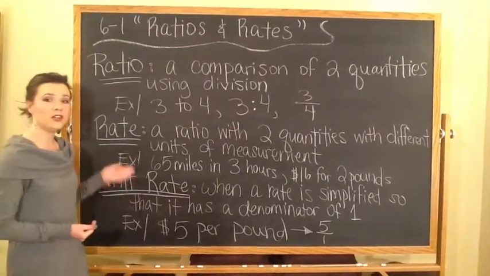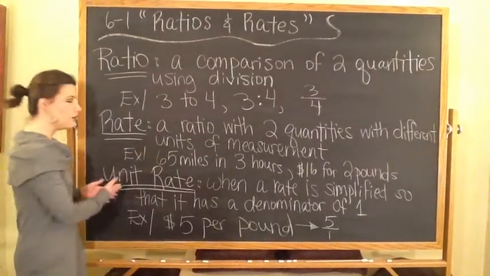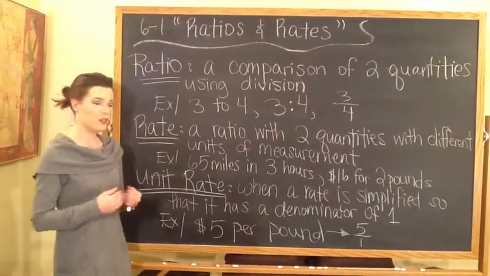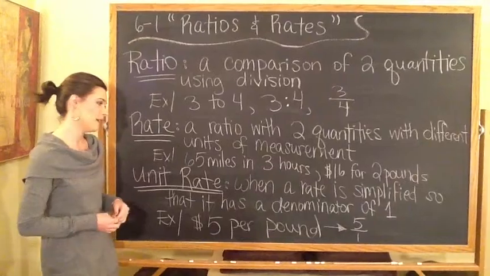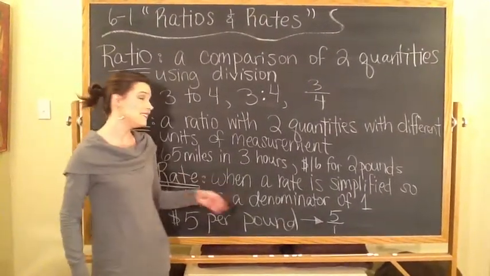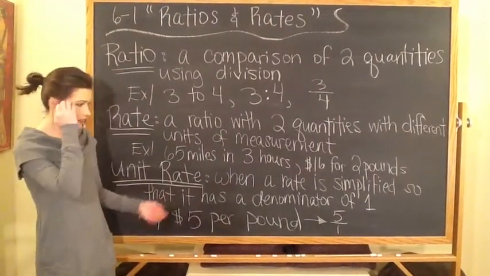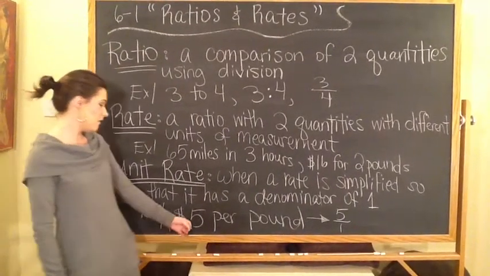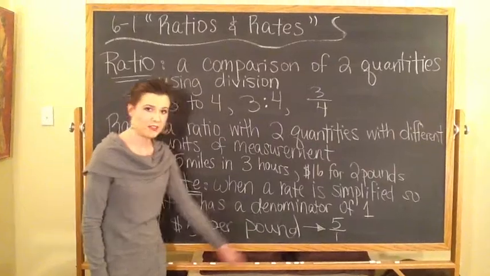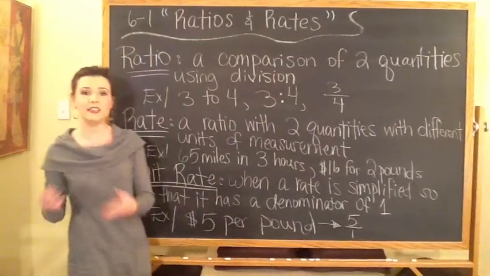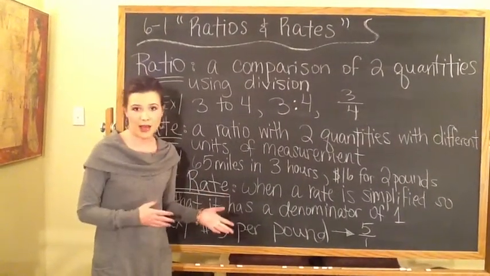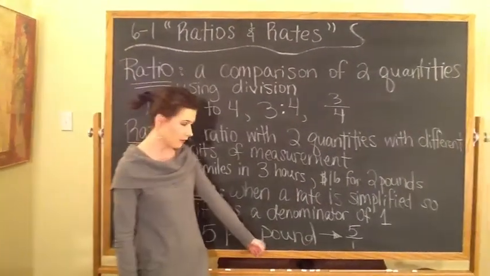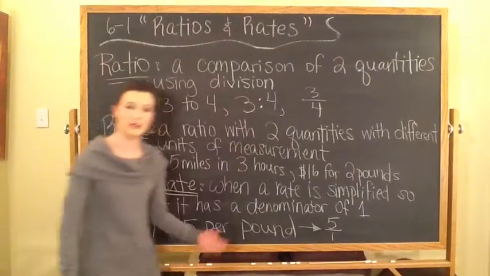Now, when we're talking about a unit rate, think about units, think of one. So unicycle, one wheel, uni. So we have that unit rate. It is a rate that is simplified so that it has a denominator of 1. So basically we change it to like $5 per pound. So maybe if I said $10 for 2 pounds, then you can simplify it down to $5 per 1 pound. So that would be 5/1 or 5:1.